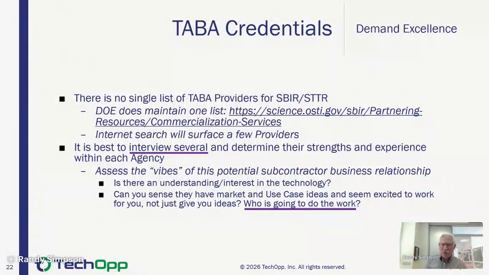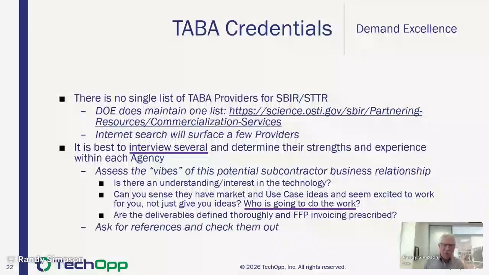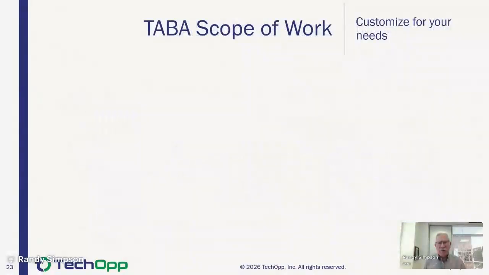This is a major question: who's going to do the work? Are you just going to throw ideas at me, or are you going to actually go work for me and do the work and find the research? I think that's important. And are your deliverables thoroughly defined and the firm fixed price invoicing prescribed? Ask for references, check them out. But these are the things you can go through in order to check TABA credentials.